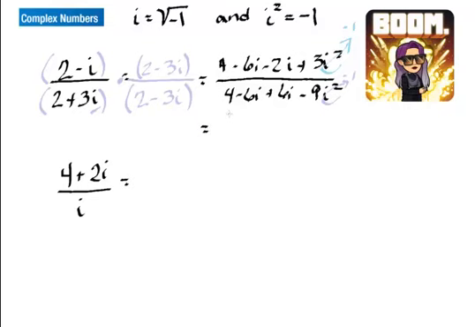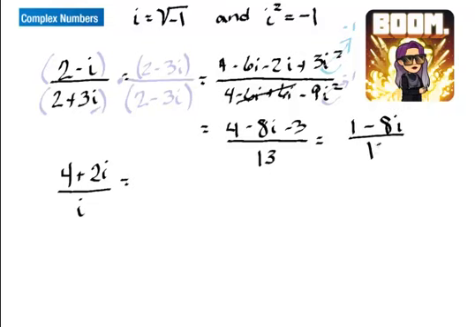So let's simplify this bad boy. We've got 4 minus 8i. That's going to be a minus 3 all over. You guys are gone. 4 plus 9, that's 13. And this is going to be, how about 1 minus 8i over 13?